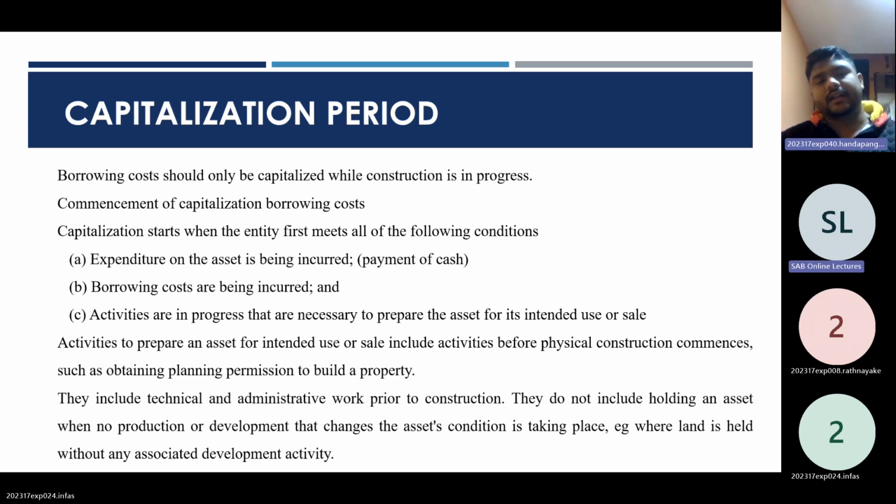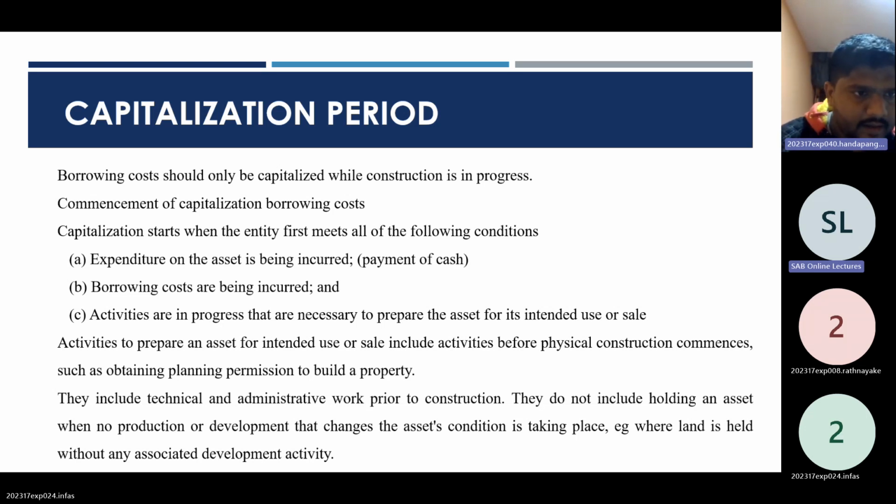In between the capitalization period, there will be some months when construction or work in progress stops. At that particular point, we need to stop the capitalization of borrowing cost. So as an example, the suspension of capitalization cost.